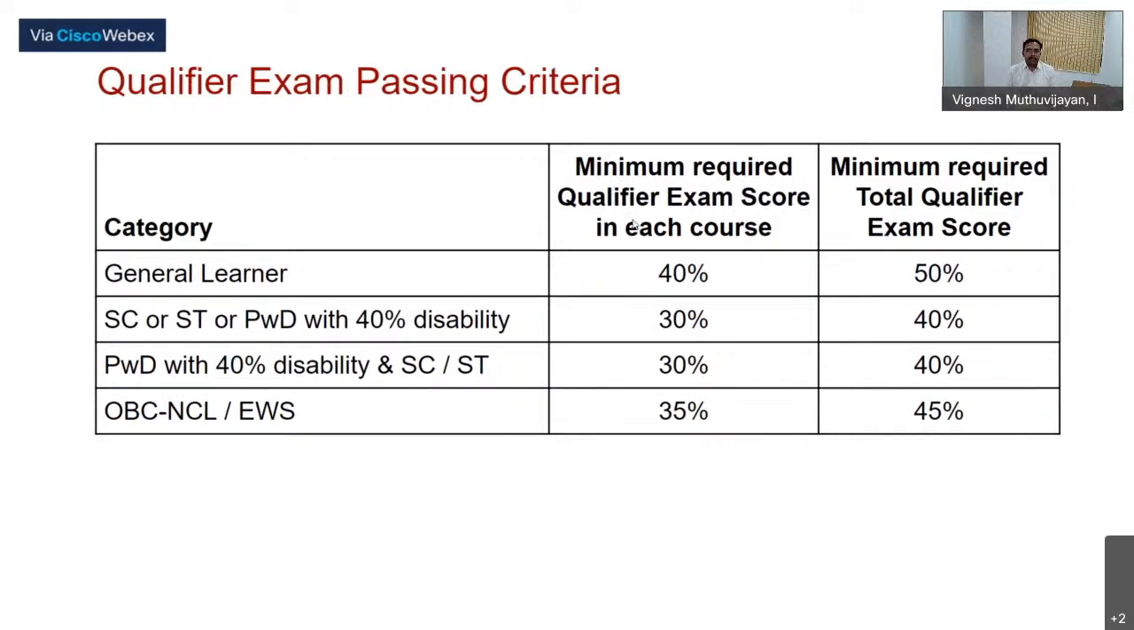In each course, there are 4 courses as we mentioned earlier. In each of these courses, you have to score at least 30, 35 or 40% depending on the category you belong to. In addition to qualifying for individual courses, there is also a minimum required score based on the total qualifier exam score. This is based on the total of all the 4 exam scores. You should have at least 50, 40 or 45% depending on the category you belong to.